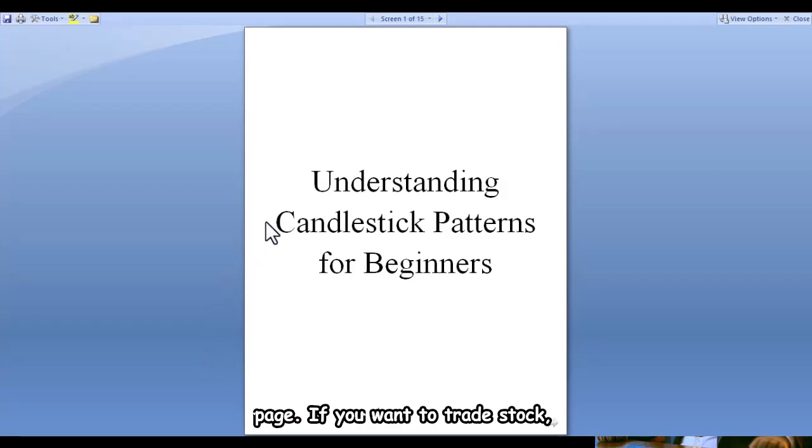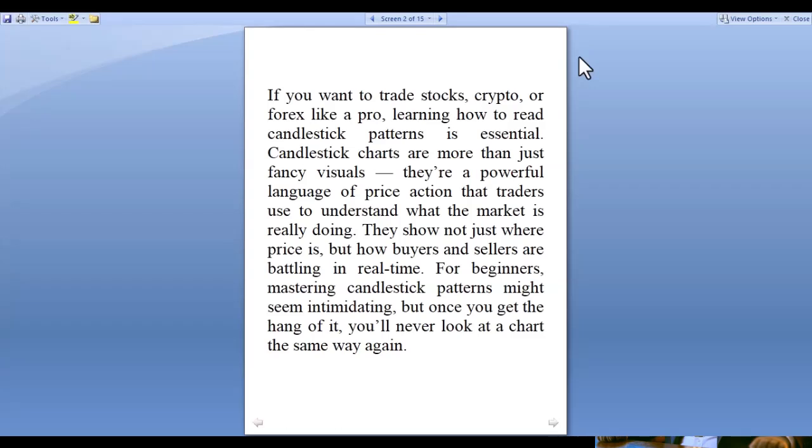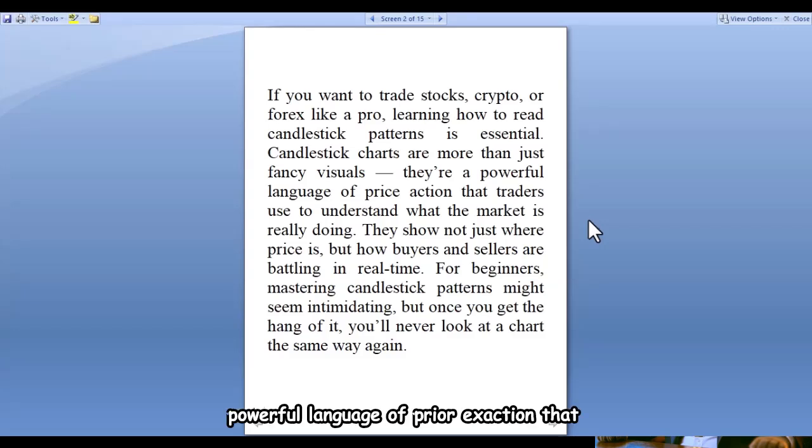So now let's go to the next page. If you want to trade stock, crypto, or forex like a pro, learning how to read candlestick patterns is essential. Candlestick charts are more than just fancy visuals. They are a powerful language of price action that traders use to understand what the market is really doing. They show not just where the price is, but how buyers and sellers are battling in real time. For beginners, mastering candlestick patterns might seem intimidating, but once you get the hang of it, you will never look at the chart the same way again.